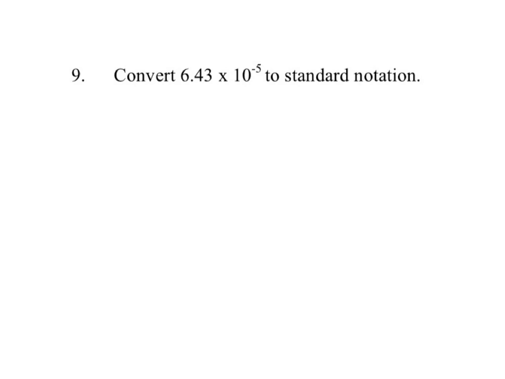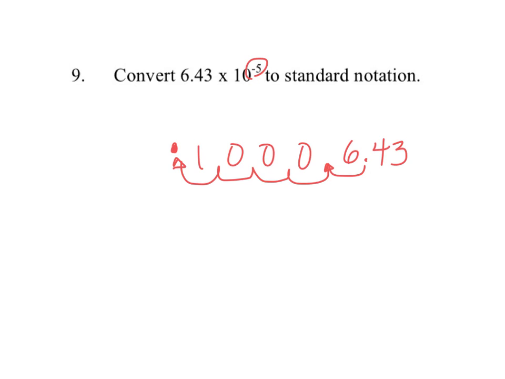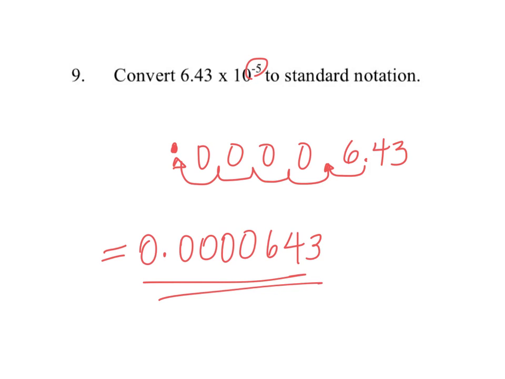Number 9, convert 6.43 times 10 to the negative fifth power to standard notation. Let's write 6.43 here on the right, because this negative 5 means that we are moving towards the left. So this would be 1, 2, 3, 4, and 5. Your decimal point would go right here. You would fill with zeros so that your answer converted to standard notation is 0. We must add 4 zeros, 6, 4, 3. Now you try question number 9 on your homework assignment.